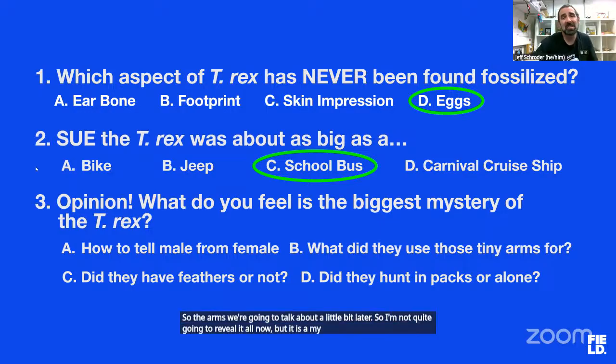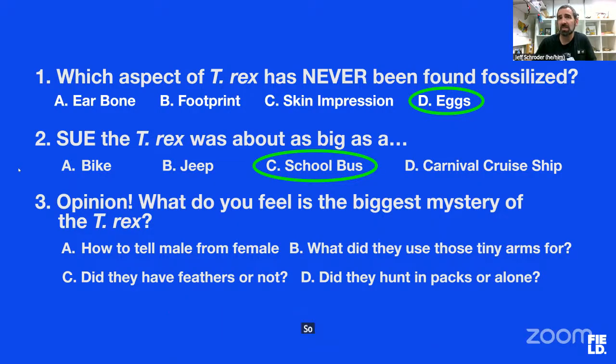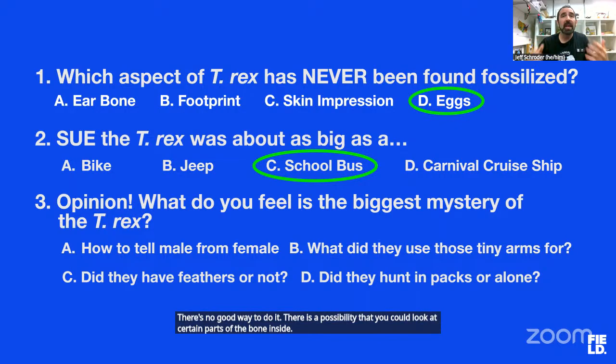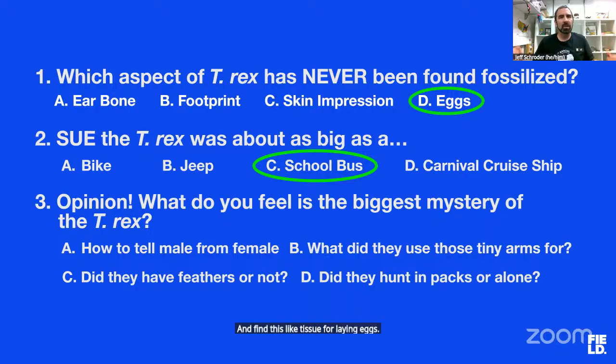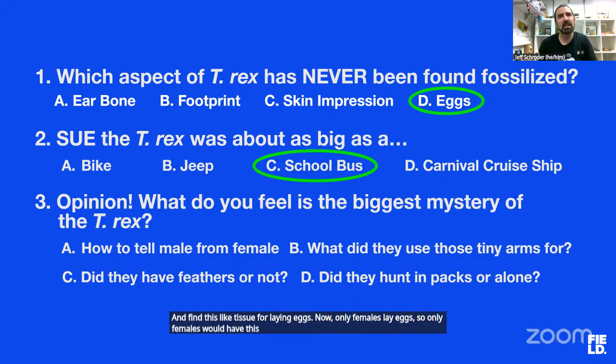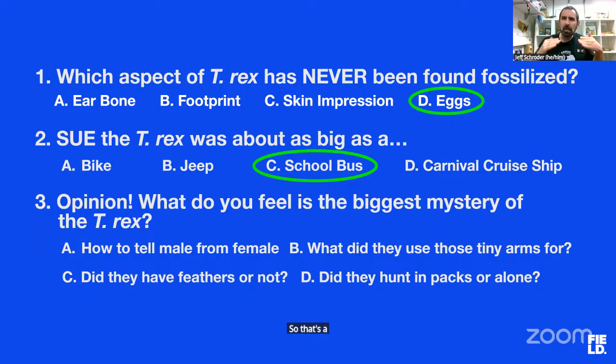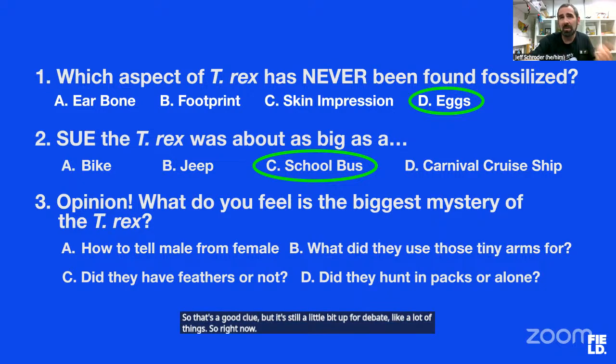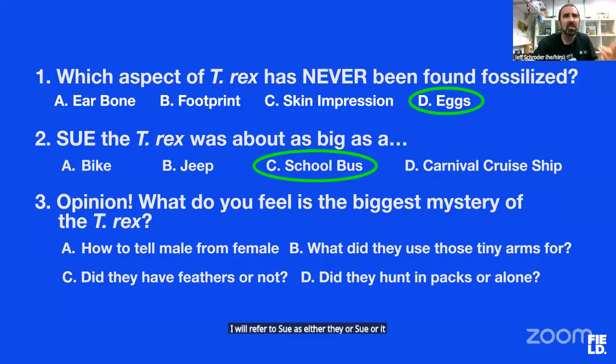What I will say is that it looks like a few people had that question about male or female, so I will hit that right now. It is really, really difficult to tell male from female T-Rex, boy from girl. There's no good way to do it. There is a possibility that you could look at certain parts of the bone inside and find this tissue for laying eggs. Now, only females lay eggs, so only females would have this tissue fossilized. So that's a good clue, but it's still a little bit up for debate, like a lot of things. So right now, I will refer to Sue as either they or Sue or it for the fossil because we don't know if Sue is male or female.